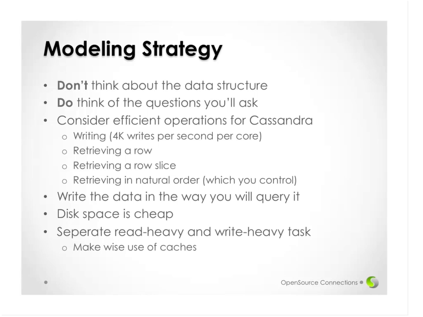Write the data in the way that you're going to query it. Remember that disk space is cheap. Denormalize. One thing that was talked about at the last Cassandra Summit that I loved was, if you think you can't write a query because you just can't get the schema to work to make that query performant, maybe you want another column family and you want to write the data twice in 2 different ways, and just make sure you've got some process to clean it up when the time comes. But disk space is cheap. Duplicate the data all you want if that's going to give you fast queries. And separate read-heavy and write-heavy tasks.